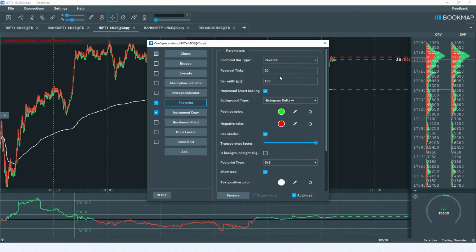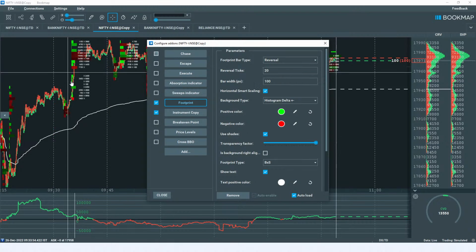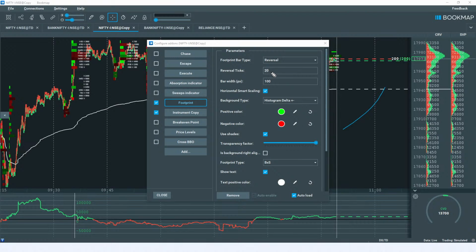If you go to the reversal option, the footprint chart will be calculated based on the reversal of the ticks that you have selected. For example, let's say the market is moving in an upward direction and you have selected 20 ticks. That means for a 20 points reversal, the new footprint bar will be formed.